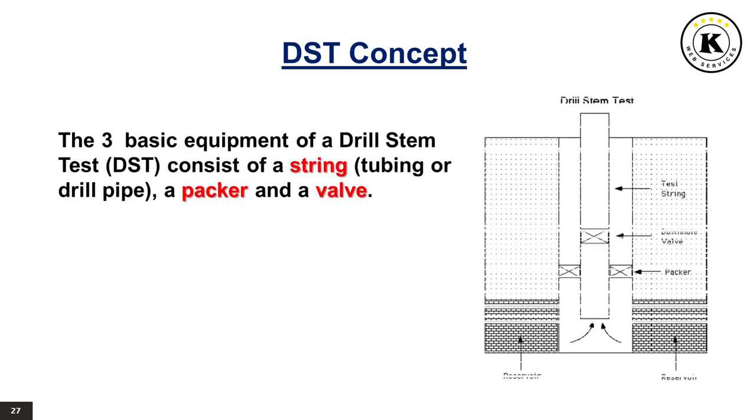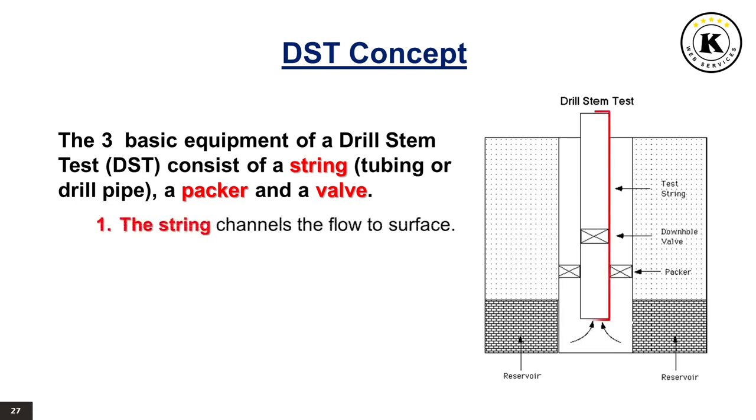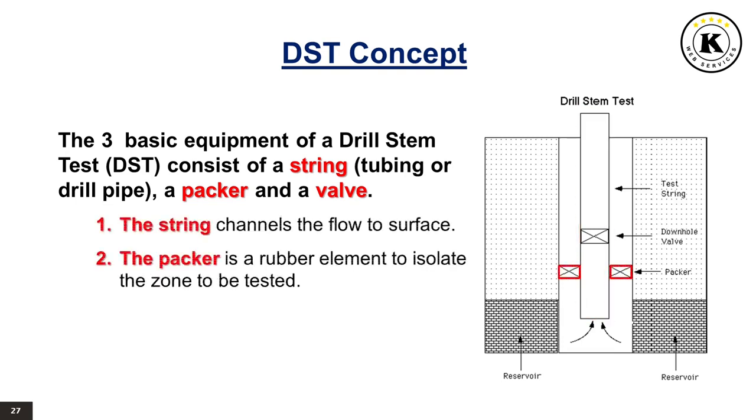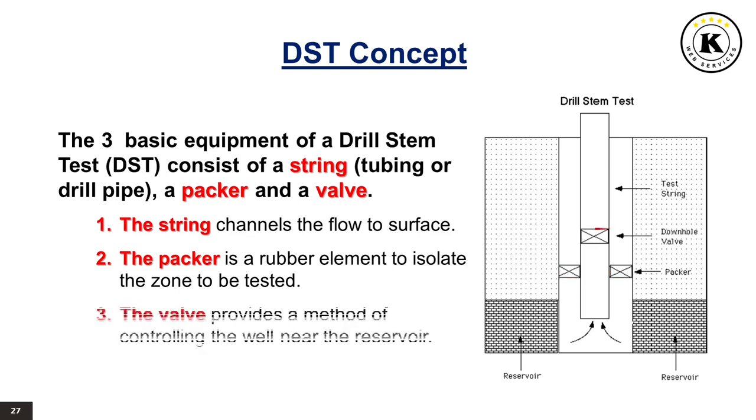The three basic equipment of a drill stem test, DST, consist of a string, tubing or drill pipe, a packer, and a valve. The string channels the flow to surface. The packer is a rubber element to isolate the zone to be tested. The valve provides a method of controlling the well near the reservoir.